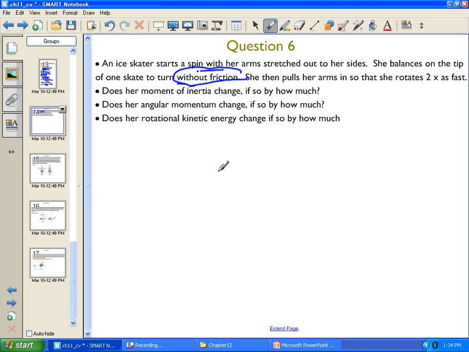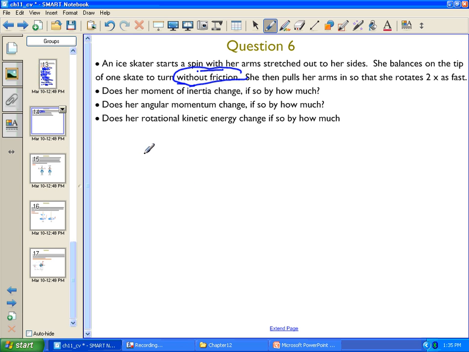She then pulls her arms in so that she rotates 2 times as fast. The question is, does her moment of inertia change? If so, by how much? Does her angular momentum change? If so, by how much? And does her rotational kinetic energy change? And if so, by how much?